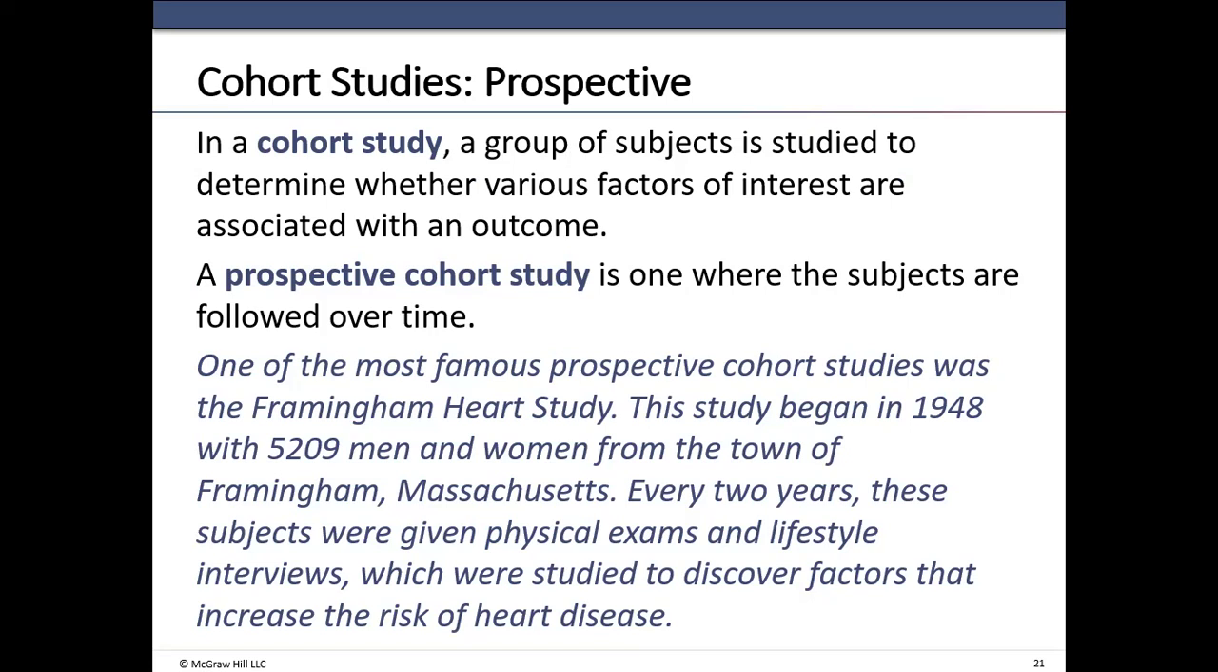One of the most famous prospective cohort studies was the Framingham Heart Study. This study began in 1948 with 5,209 men and women from the town of Framingham, Massachusetts.